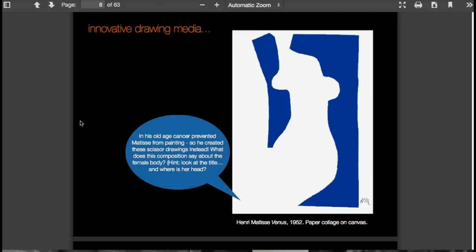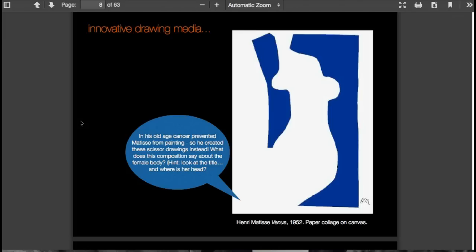And I also want you to consider, we kind of have this theme going with the female body right now. What does this composition say about the female body? I want you to look at the title, and I want you to consider, where's her head? So what's being emphasized here? We have hips, we have breasts, we have this elongated neck. And we know that the Venus is a classical representation of idealistic beauty, not necessarily a personage with a full personality, when we refer loosely to a Venus figure.